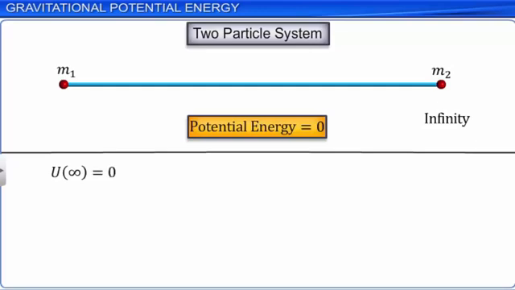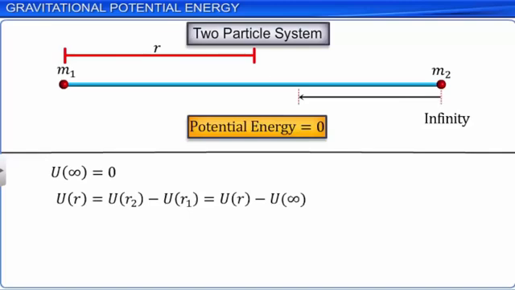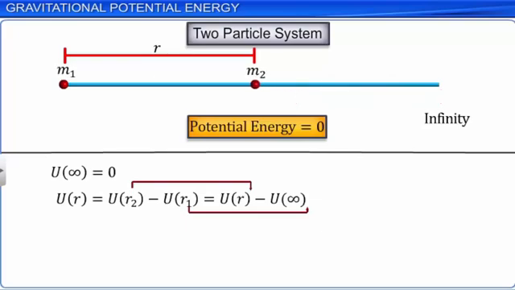By applying this to the two-particle system considered, we bring the second particle from infinity close to the first particle. Here, U(r) is equal to U(r2) minus U(r1), which is equal to U(r) minus U infinity. As U infinity is 0, the same expression can be written as U(r) is equal to U(r) minus 0. Thus, the gravitational potential energy of the two-particle system separated by distance r is denoted by U(r) is equal to minus G m1 m2 by r. Let this be equation 6.